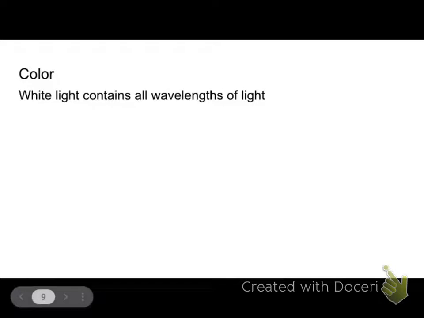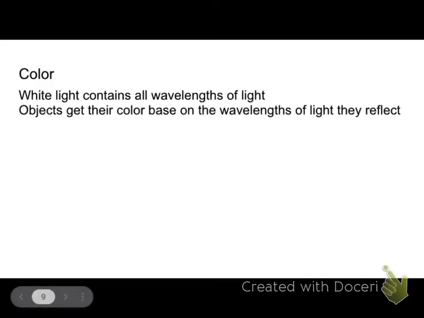All right, let's talk a little bit about color then. Now that we understand how light gets into our eyes and how our eyes detect different colors, let's talk about how each object gets its color. Because white light, or the light produced by the sun, or the light produced by these lamps in our room, contains all different wavelengths of light. There's wavelengths for red, orange, yellow, green, blue, indigo, and violet in white light.